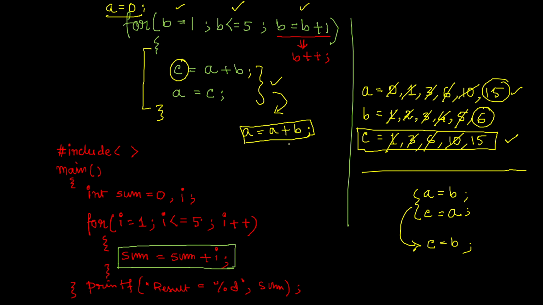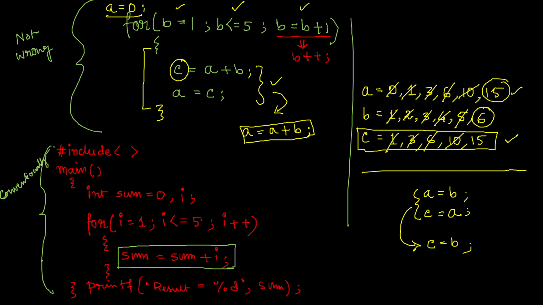Something like this. But I'm telling you again, this is not wrong. The approach that I have written first is not wrong. This is correct. But this approach I have written is, you can say, conventionally expected. That is the difference. Okay.